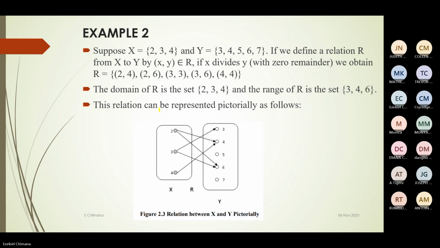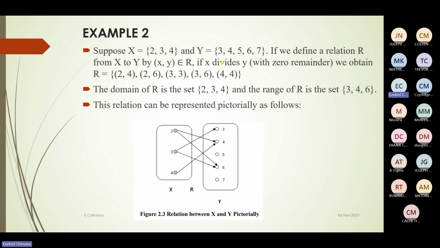Then suppose that this one is an example 2. Suppose X is equal to {2, 3, 4}, and Y is equal to {3, 4, 5, 6, 7}. If we define a relation R from X to Y by (x, y) is an element of R if x divides y with 0 remainder, we obtain R as this one.